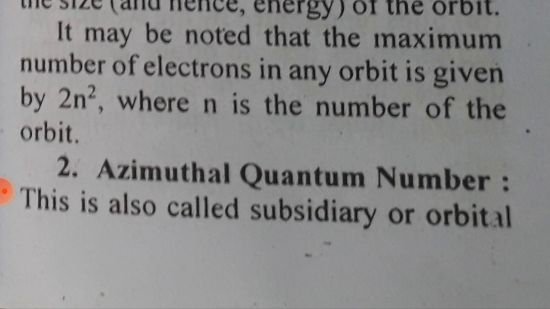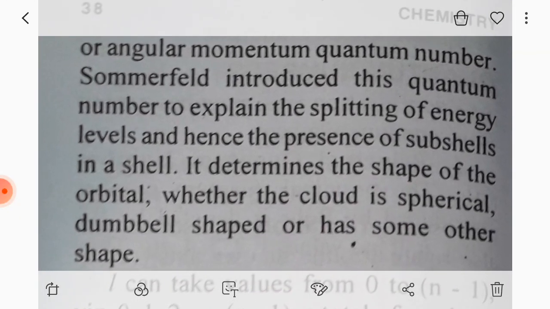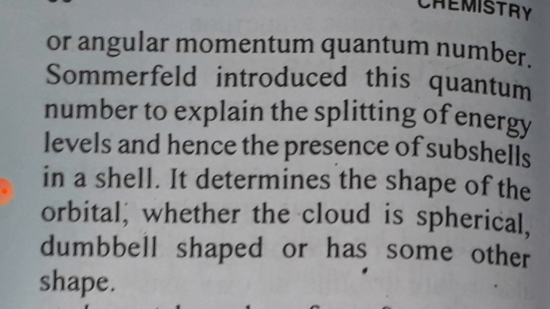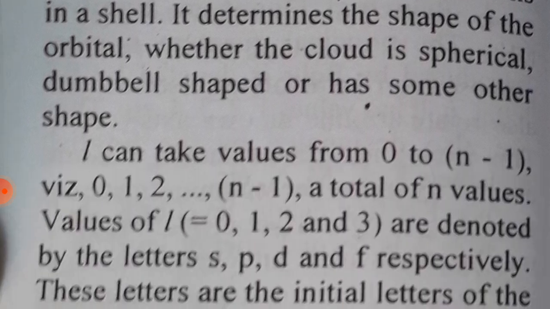2. Azimuthal quantum number. It is also called the subsidiary or orbital angular momentum quantum number. Sommerfeld introduced this quantum number to explain the splitting of energy levels and hence the presence of subshells in a shell. It determines the shape of the orbitals, whether the cloud is spherical, dumbbell shaped, or has some other shape.